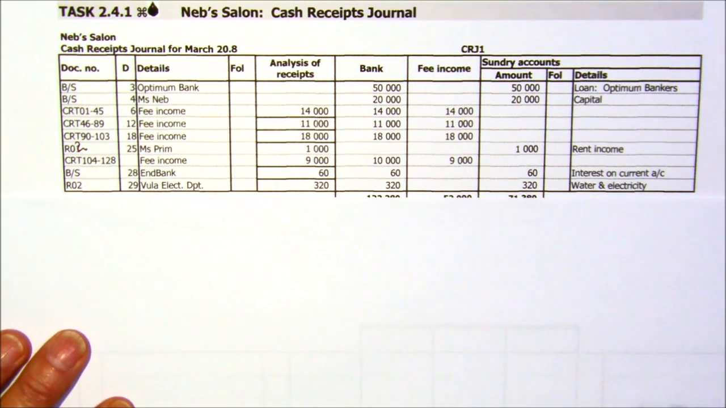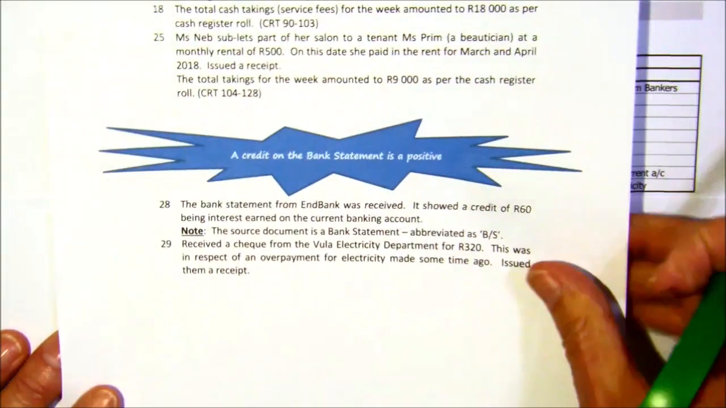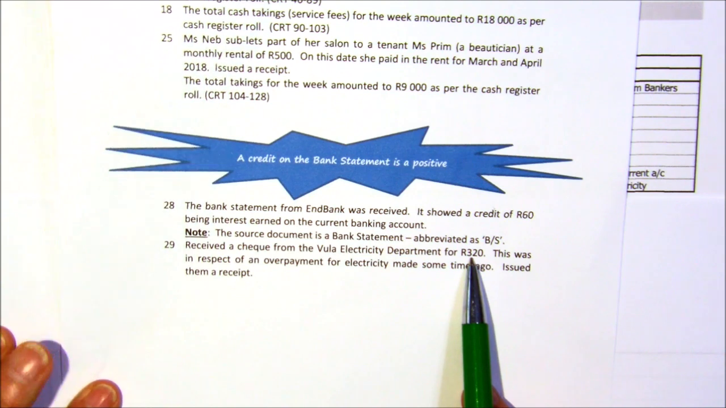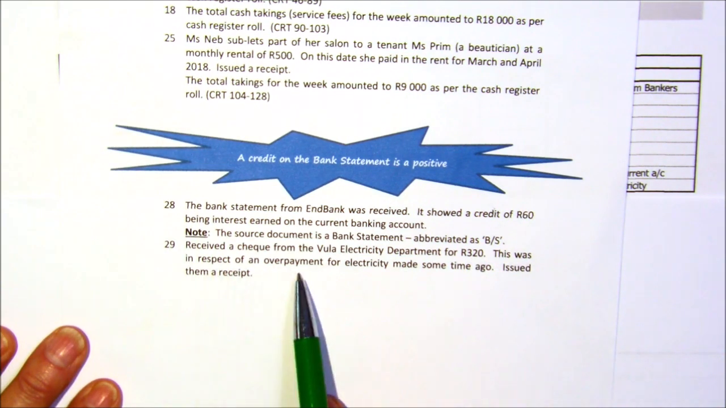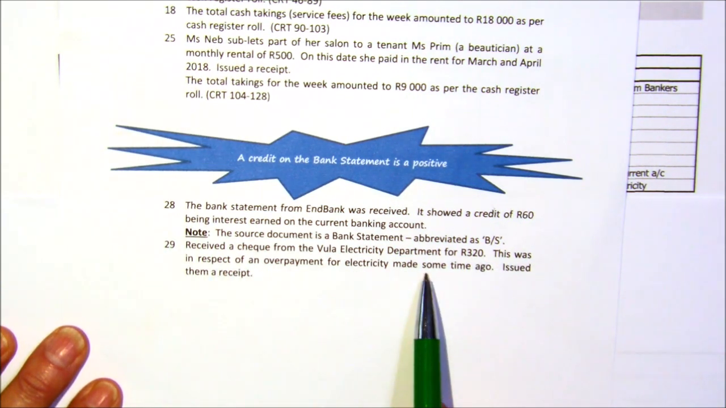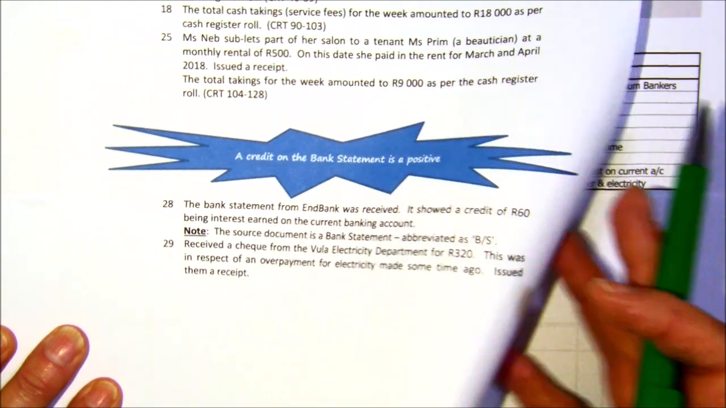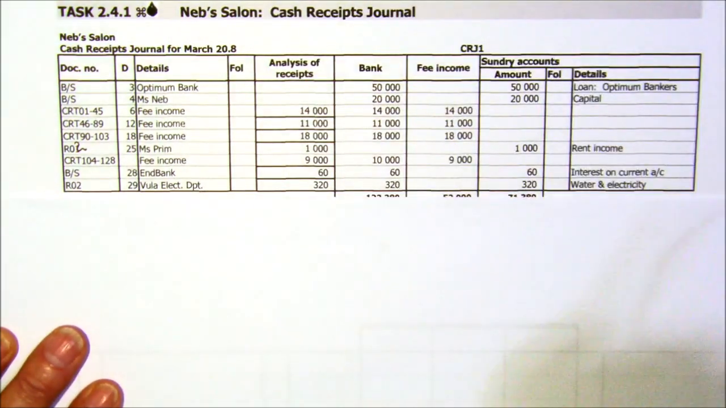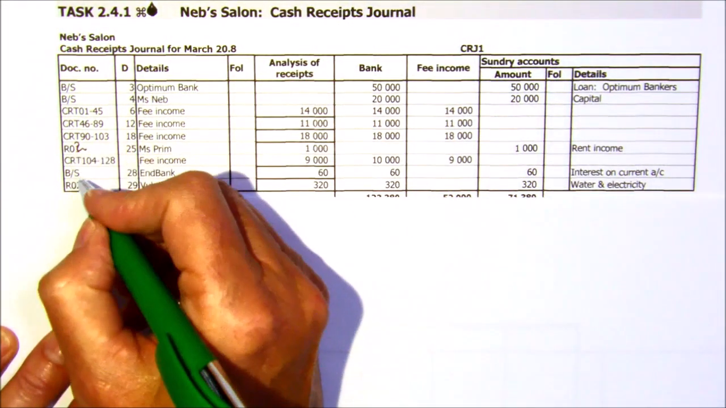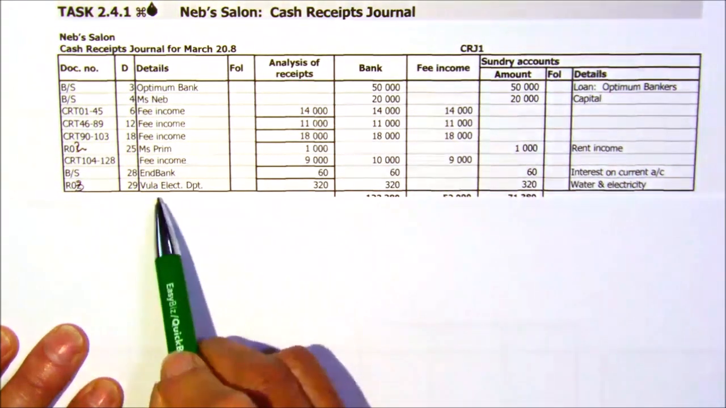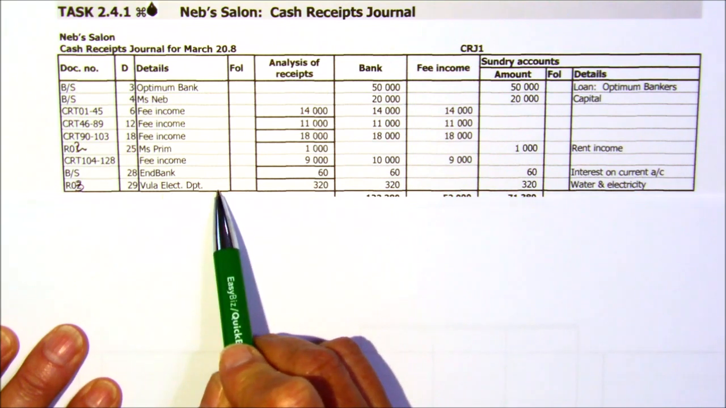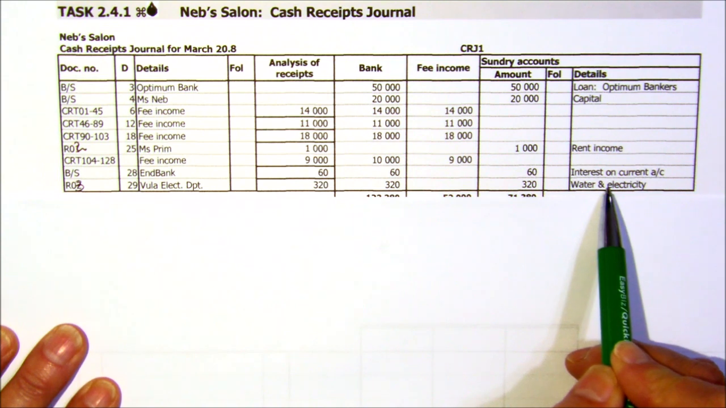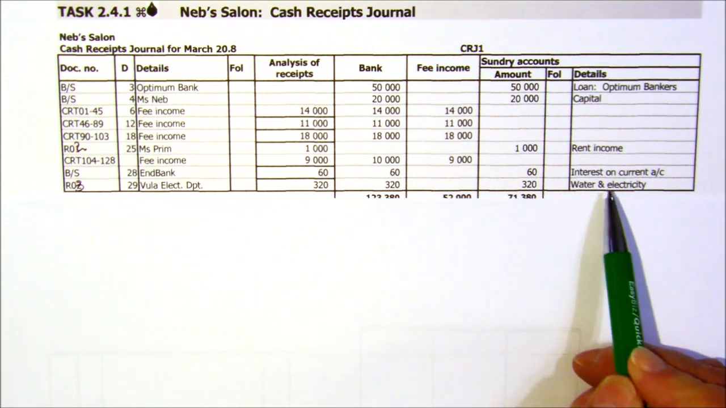And then lastly, the last entry, we received a check from Vula Electricity for 320. This was in respect of an overpayment for electricity. Now we have overpaid our electricity, so we're receiving money back. So we're issuing them with a receipt. So this is actually going to be receipt number 3. Coming from Vula Electricity, 320, and it's for a refund on your water and electricity.